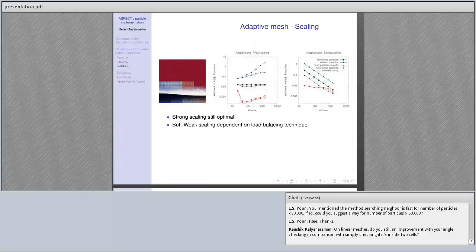I have plotted two lines in this weak scaling plot, the dashed lines and the solid lines. The dashed lines are the runtimes without any adjustment to the load balancing algorithm that was used before. And the solid lines are an optimized load balancing algorithm that I will describe in a few minutes. So we can conclude that the strong scaling is still optimal, but the weak scaling needs some tweaking in this case.